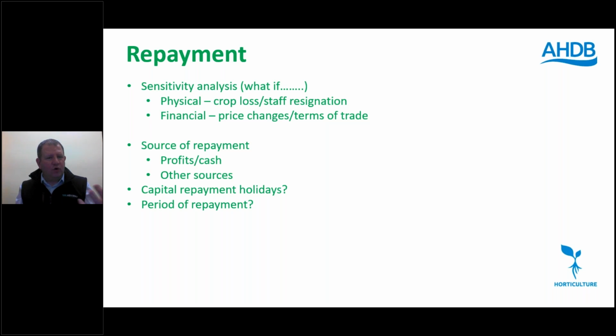How do we repay? What are the sources of repayment? Well, for the majority of people, it's going to be profits and cash that you generate in your normal course of business. But look, you might have other assets out to the side somewhere that are non-core, and you might say, well, at the right time, I'm going to sell that asset, I'm going to bring it in, and I'll repay this borrowing. So don't be scared to talk about that as a potential repayment source.